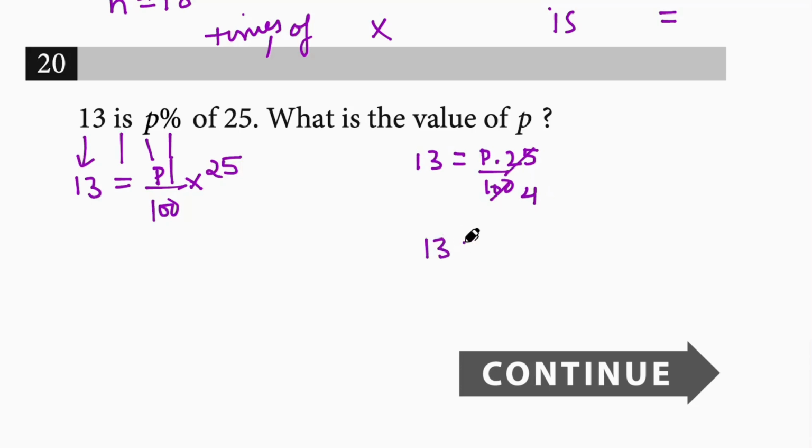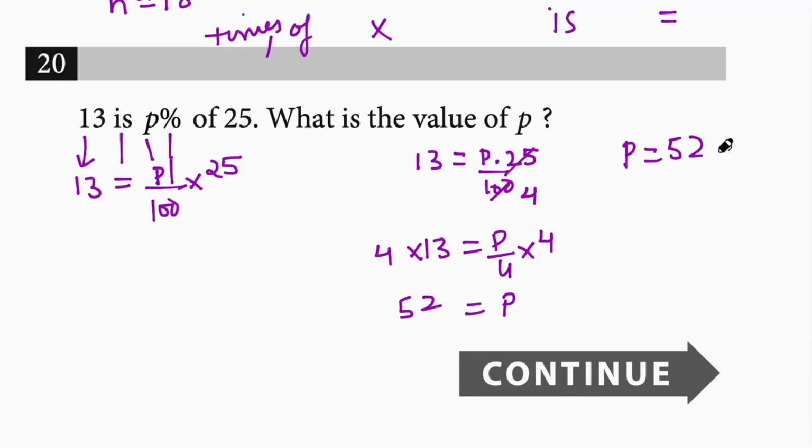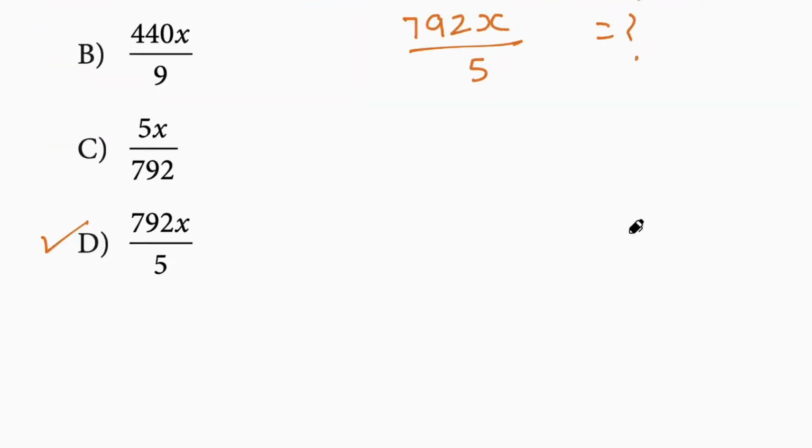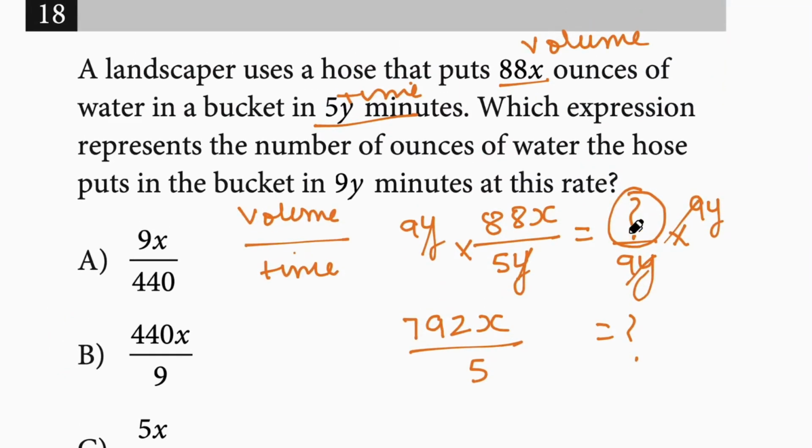That means 13 is equal to p by 4, multiplying by 4 on both sides. So p is equal to 52. So what is the value of p? P is equal to 52. Okay, perfect. I hope all the 3 questions are clear to you.